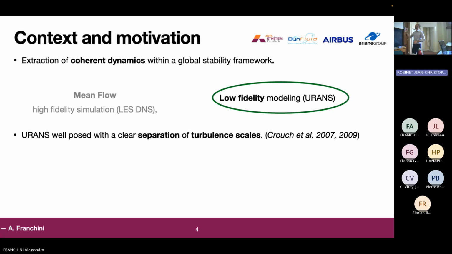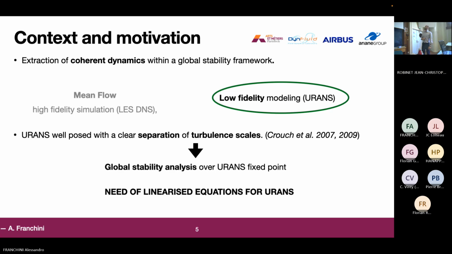But the unsteady URANS equations are well posed when there is a clear separation of turbulent scales. And in this case, it has been shown, for example in the work by Crouch in 2007 and 2009, to work well to predict the global instability features of a turbulent flow. So now what we want is to perform global stability analysis over a URANS fixed point, but to do that, we need the linearized equations for URANS.